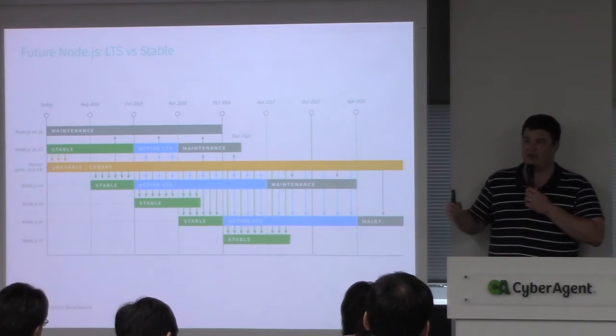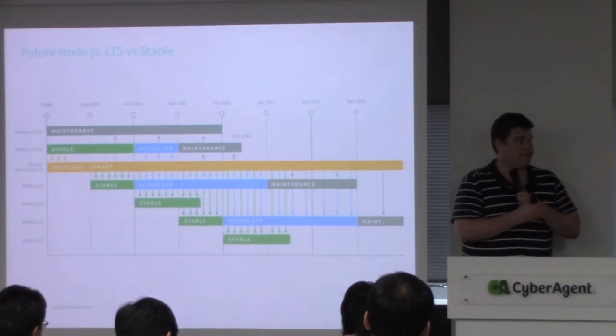So the stable branches, the stable releases, the green, will see feature additions, so you can expect the Semver minor number to increase as things are added that justify that.